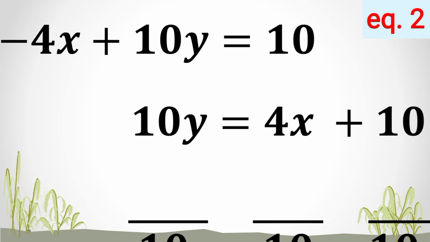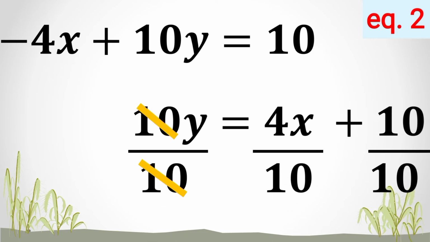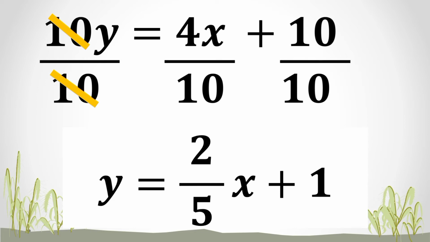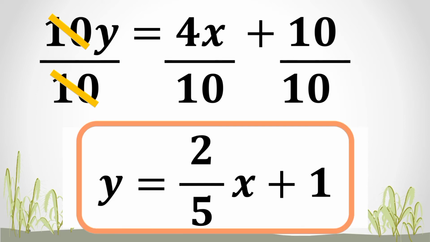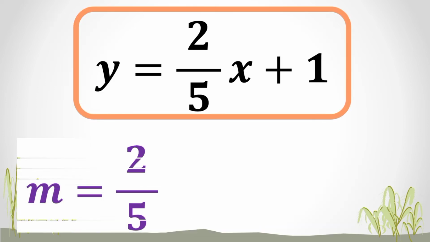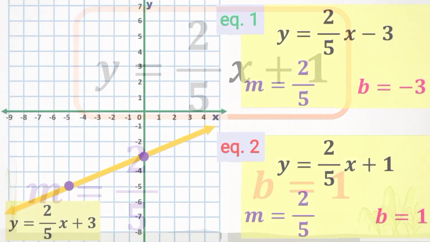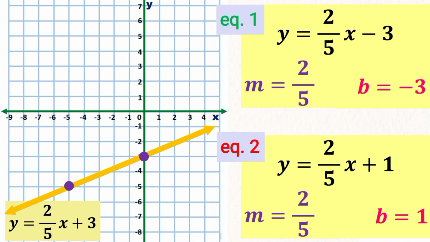The slope-intercept form of this equation is y equals 2/5 x plus 1. So our slope here is 2/5 and y-intercept is +1. So we need to graph it on the same Cartesian plane. Start with the y-intercept +1 and count 2 units rise and 5 units run. So we have the second point connecting to each other. This will be the graph of the equation number 2.